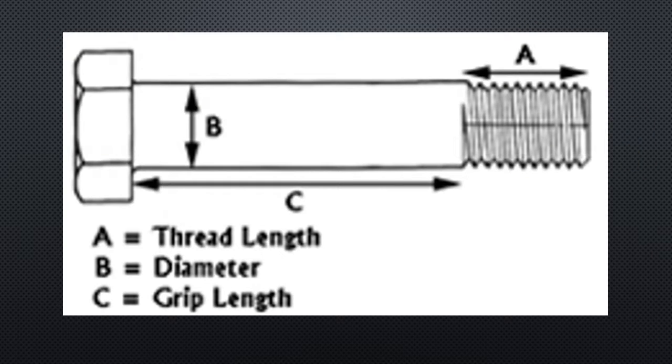So here we can see the anatomy of a screw. In the A length, we have the thread length, and the B is the diameter of the screw, and then the C is the grip length, which is the unthreaded length of the screw.